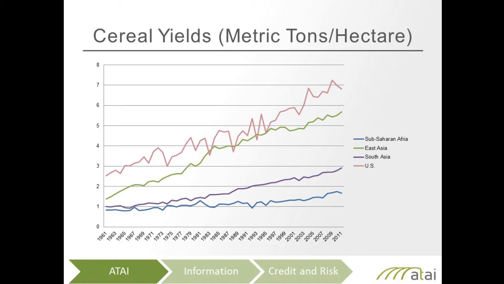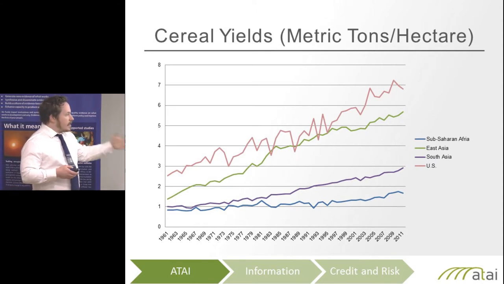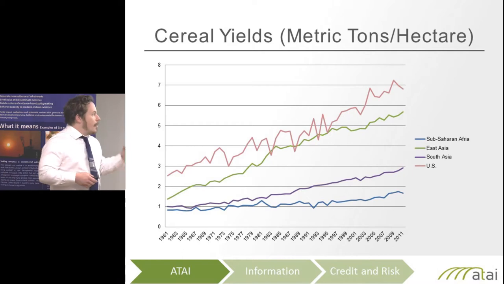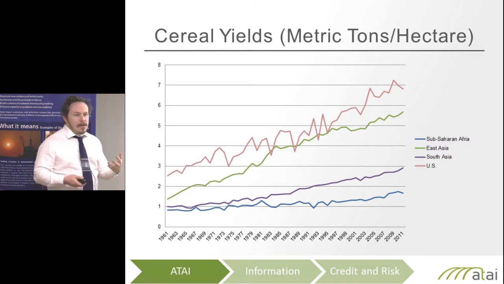And as you can see very clearly, East Asia and the US, and the US is sort of standing in for other developed countries, yields have grown consistently over this time. There has been yield growth in Sub-Saharan Africa and in South Asia, but it's been much lower than other parts of the world. And so we wonder why this is happening. And that brought us to this other graph.